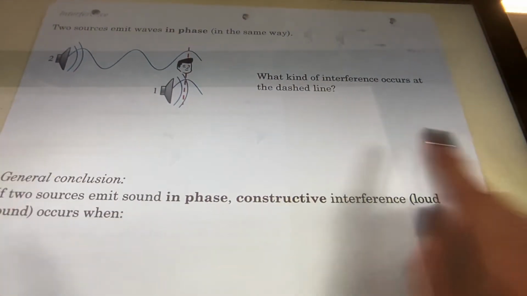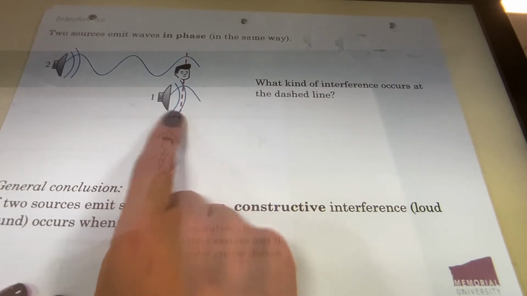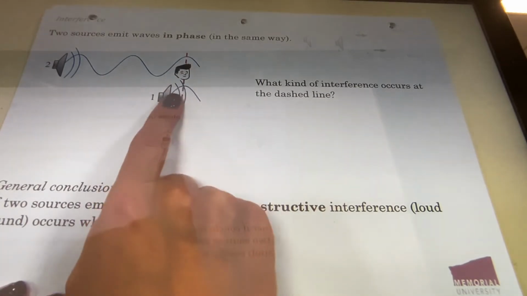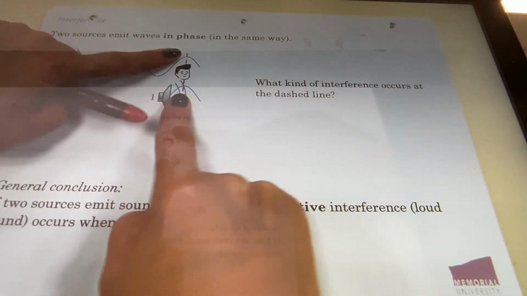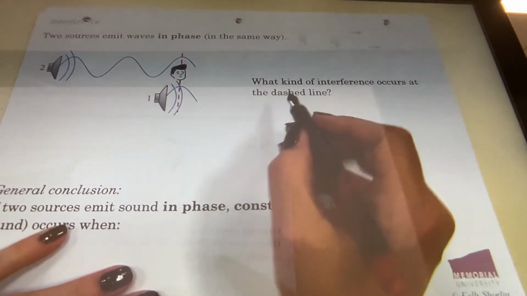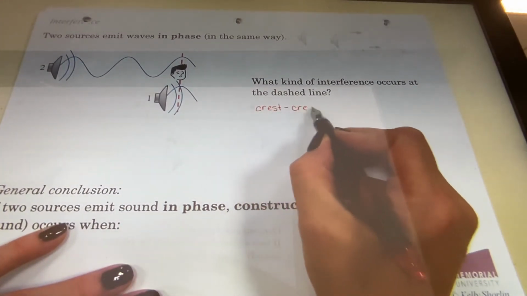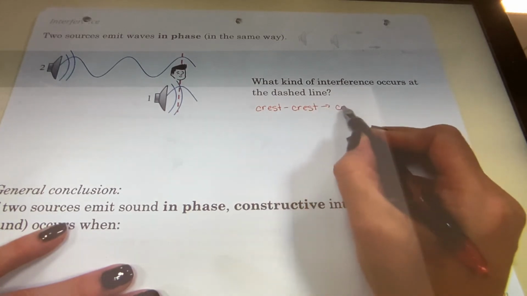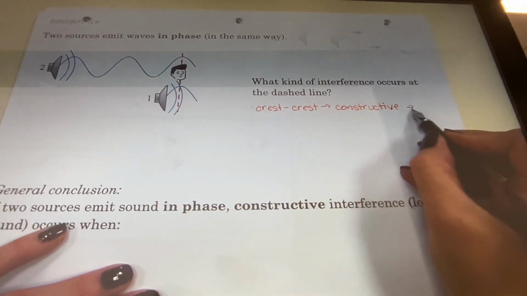So I've moved speaker 1, and I want to know what kind of interference our person hears here. Where this person is, my waves are still meeting crest to crest. Crest to crest means constructive interference. In terms of sound, that means a loud sound. So to answer our question, the waves meet crest to crest, which means constructive interference, which means loud sound.